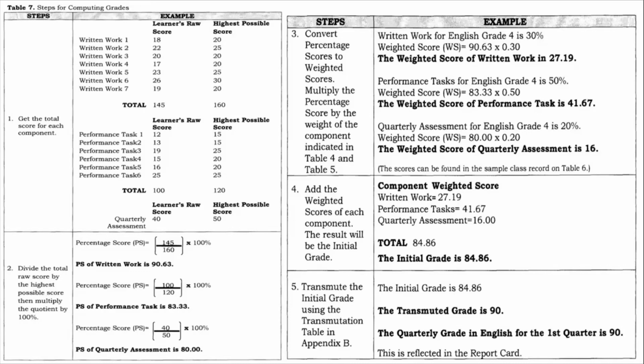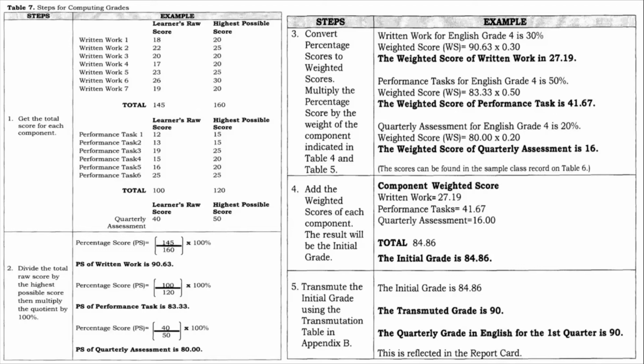So you know that. And then the next step is to divide the total raw score by the highest possible score. For example, on the first one, we have 145 as a total, and the highest possible score, or the perfect score, is 160. So 145 divided by 160 times 100% is 90.63. So that is the percentage score of the written work.